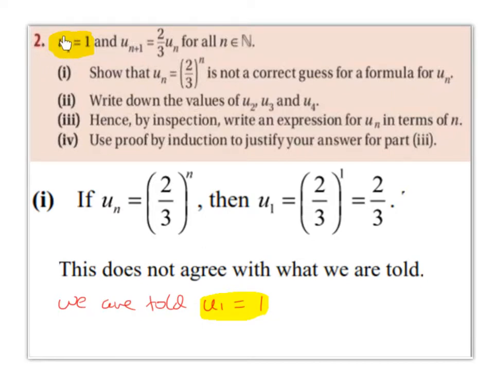Question 2. u1 equals 1 and u(n+1) equals 2/3 times un, for all n values, elements of the natural number set. Part 1. Show that un equals 2/3 to the power of n is not a correct guess for a formula for un. So if un equals 2/3 to the power of n, then u1 is going to be 2/3 to the power of 1, which is 2/3. This does not agree with what we are told. We are told that u1 is equal to 1, not 2/3.